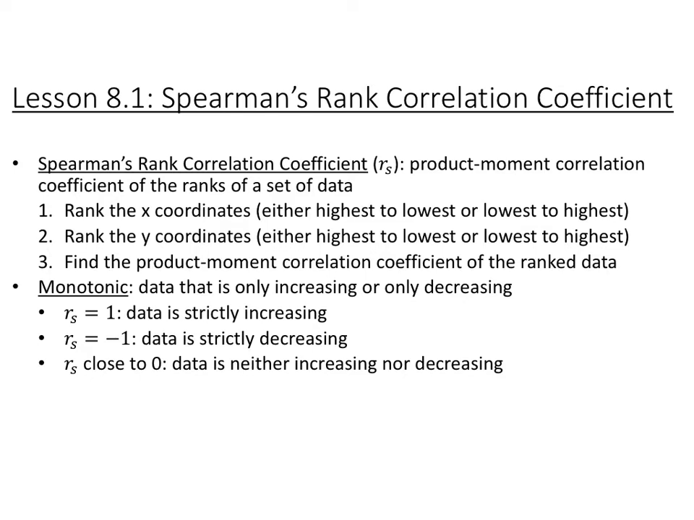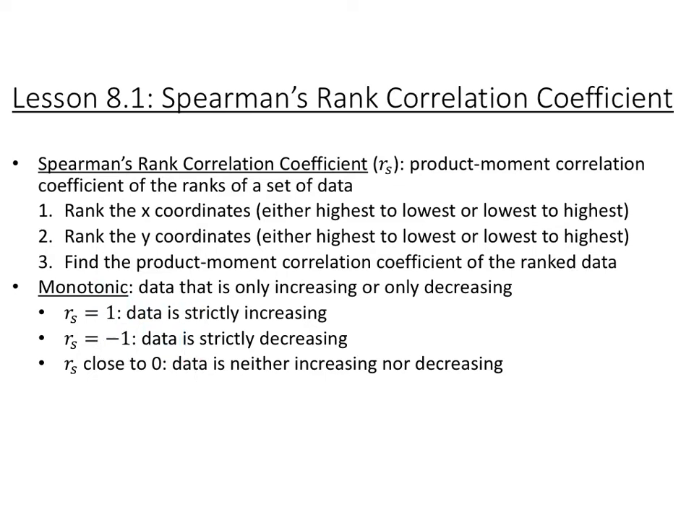So Spearman's rank correlation coefficient, we denote with an r sub s. So r is still our correlation coefficient variable, and it's a product moment correlation coefficient for ranked data. So if your data isn't ranked, as in you gave somebody a list of things and asked them to rank it from their favorite to their least favorite, then you take the x coordinates and you rank them from highest to lowest or lowest to highest, and then same thing with the y coordinates. Whichever direction you pick for the x-coordinates, you do the same thing for the y-coordinates. Now that rank value is your new x and y coordinate that you then find the product moment correlation coefficient for.